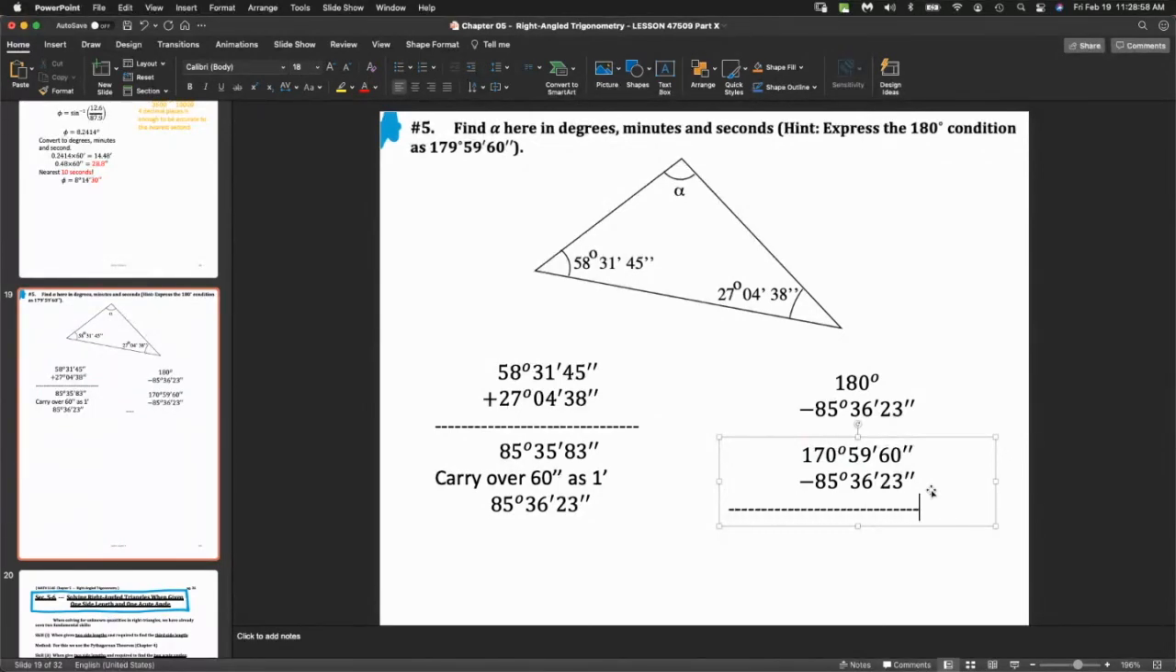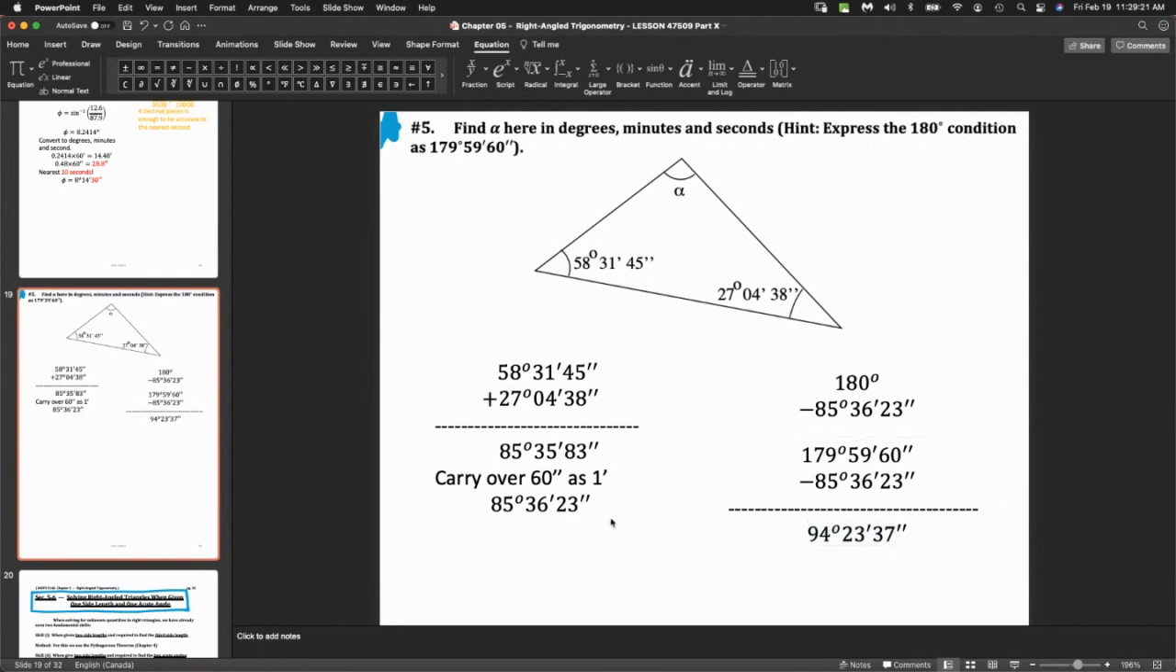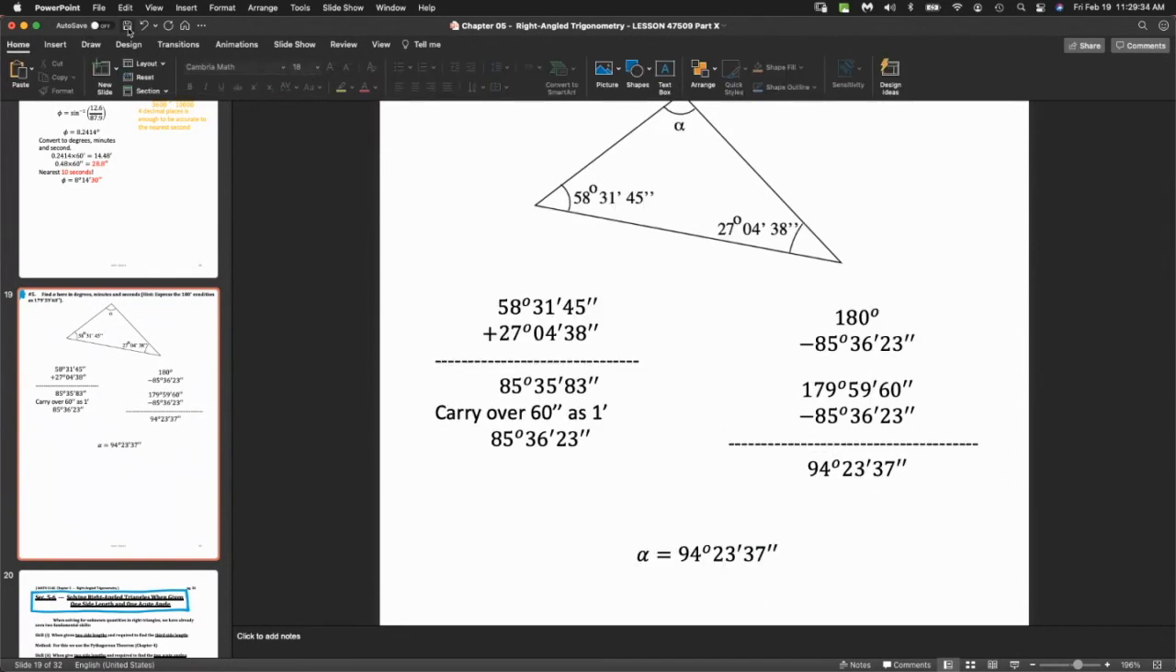Yeah, I'll fix that in a second. Thank you, Denny. I meant to put a 9 there. Gotta love the keyboard skills here, eh? Okay, what's 179 minus 85? Is that 94? I think so. 94, that looks like a 23, and that looks like a 37. Yay, that's the answer. Fantastic, everybody. So there's the process.